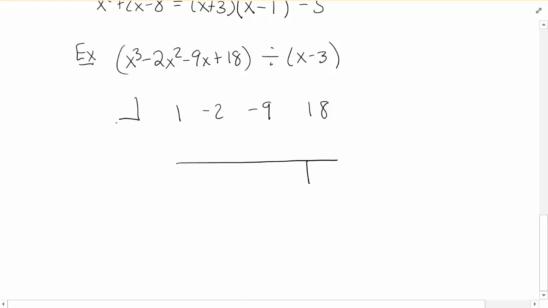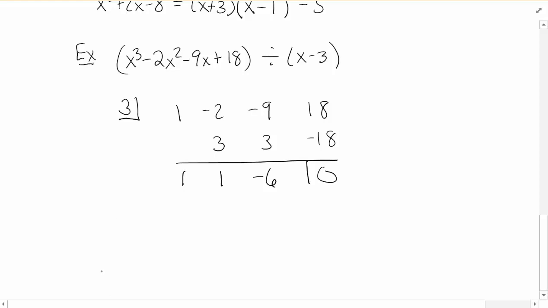And then my divisor is x minus 3, so the thing that makes that 0 is 3, or the opposite sign of what I currently have. Drop down the first term, so 1 goes down here. Multiply by the thing in the box, 1 times 3 is 3. Add the column, negative 2 plus 3 is a positive 1. Multiply by the thing in the box, 1 times 3 is 3, so 3 goes right here. Add the column, negative 9 plus 3 is a negative 6. Multiply by the thing in the box, a negative 6 times 3 is a negative 18. Add the column, 18 plus a negative 18 is 0.